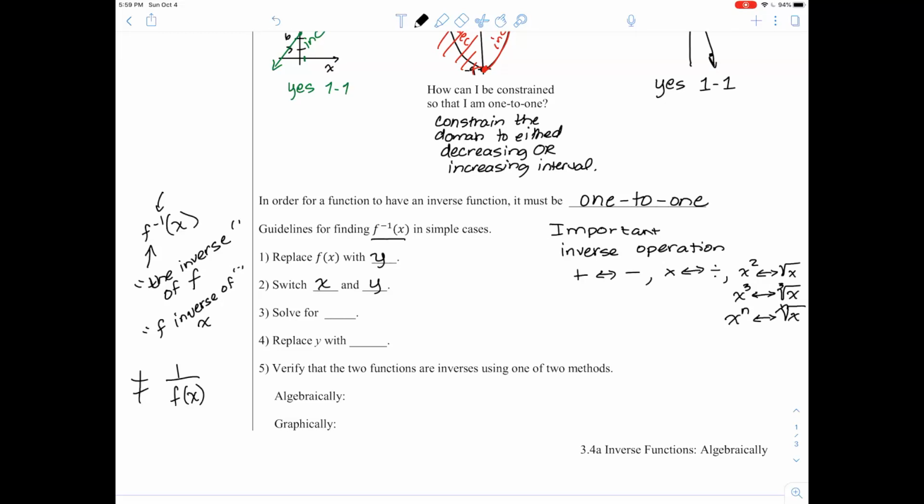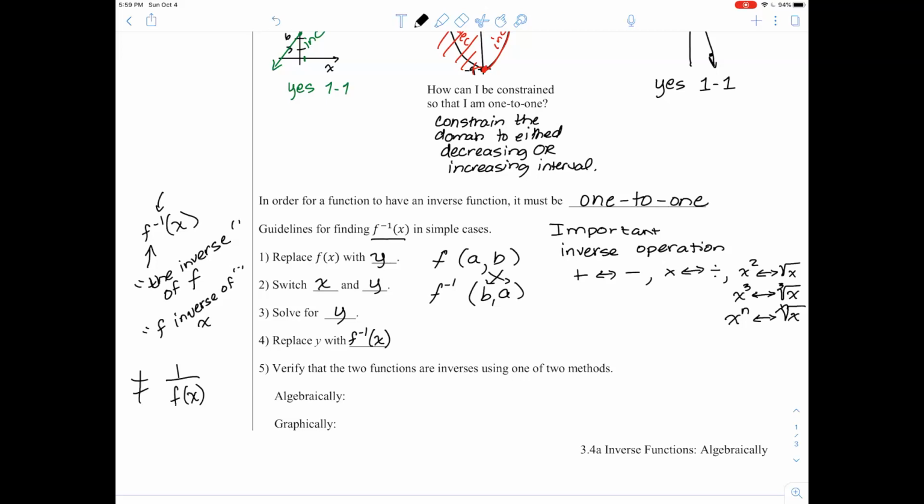The x coordinate and the y coordinate switch places. We're going to solve for y, and then we're going to replace y with f inverse of x. Okay, and so things to remember: if you have a set of points, and this is point A, B on the original function, then on the inverse function those 2 points would switch, because what happens is x's and y's switch when we're doing inverse functions.